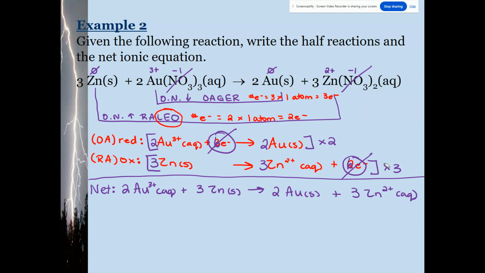We do it later on by balancing the electrons to get those coefficients. But we start with each half reaction with 1 atom. If they're not diatomic, we start with them as 1 atom.